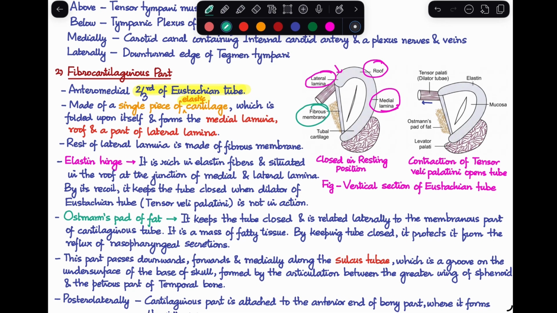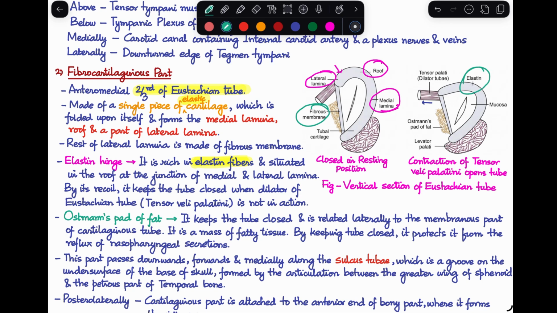Next, what is the elastin hinge? Now, the elastin hinge is actually this region which is very rich in elastin fibers, and this is situated in the roof at the junction of the medial and the lateral lamina. Now, what is the purpose of having this elastin hinge?